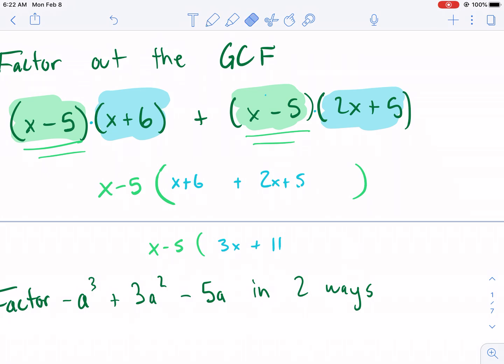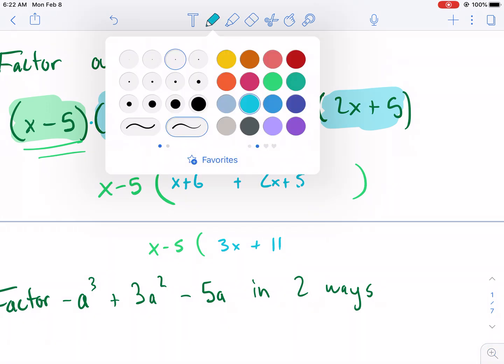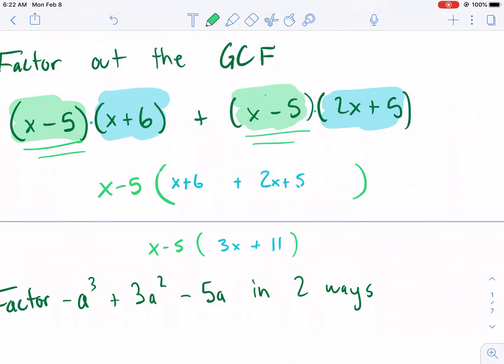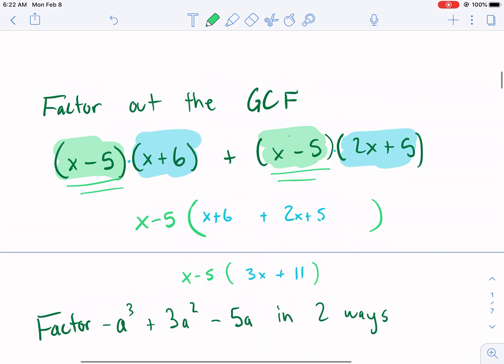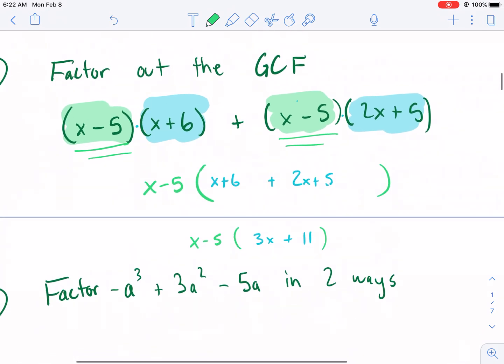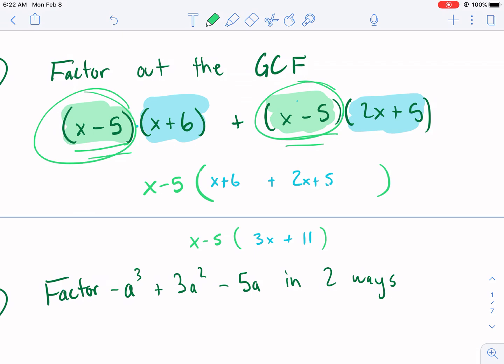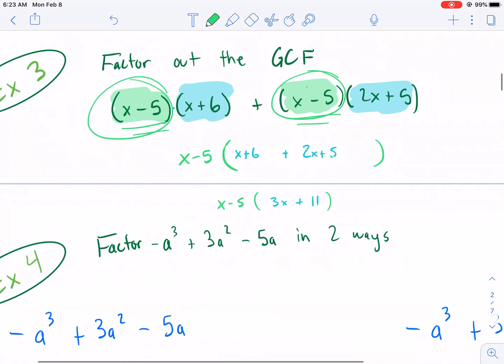So that is another example on how to factor things that seem more complicated than they actually are. We see that we have a term here, x minus 5, in both terms, so we can factor out that whole parenthesis. If you want, you can leave it like this, but if you were to do that multiplication, you would get the same thing.